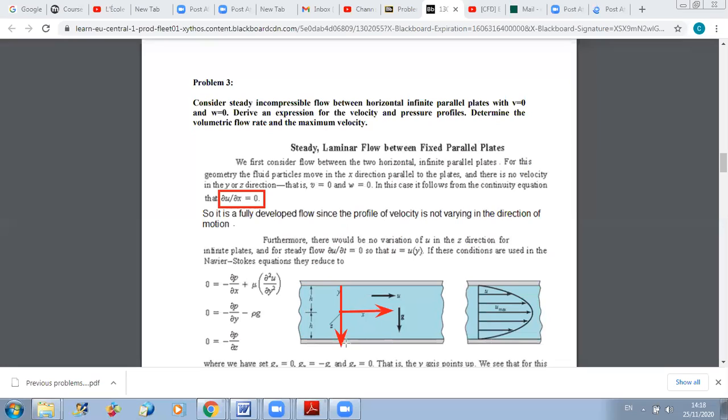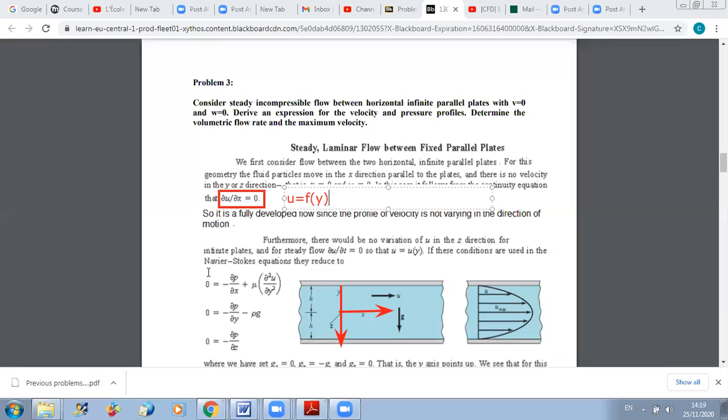Okay, so now from the continuity equation, this is the result I got. From this result, as we said, since the plates are infinite, it will not depend on Z. So I can deduce that U is only depending on Y. So U is only a function of Y. This is the conclusion I can make from the continuity equation. Now I can move to the Navier-Stokes equations.